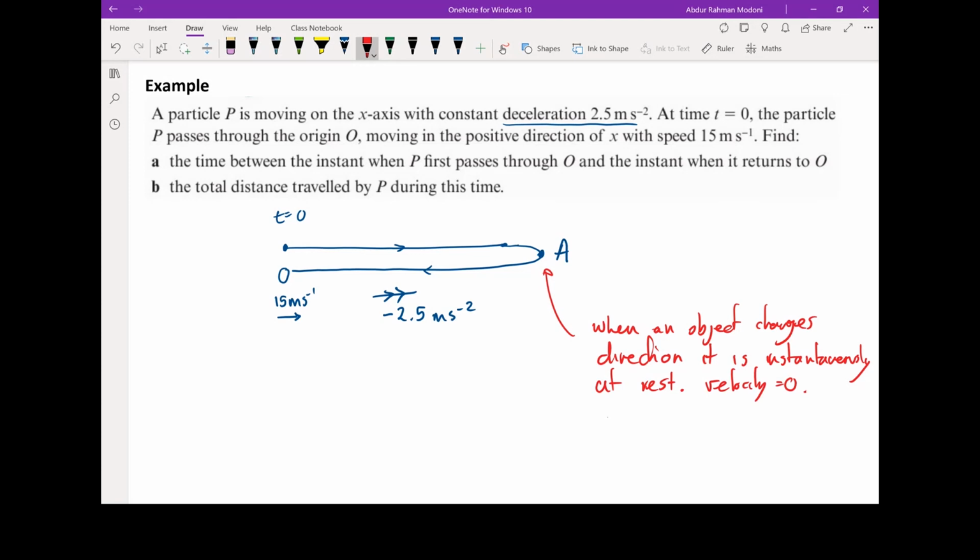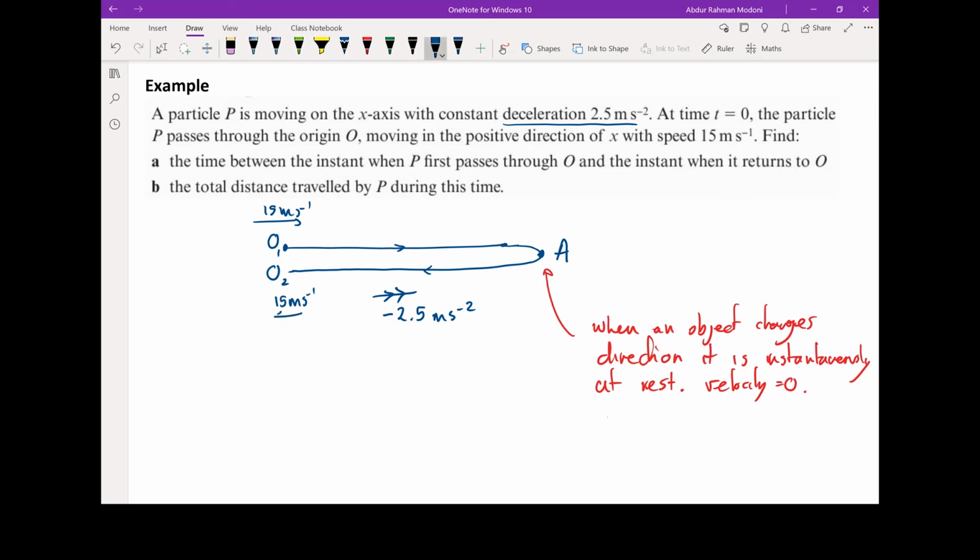Now, since this object has only acceleration of minus 2.5 meters per second squared acting on its return journey, when it comes back to this point O, I'll label this as O1, and then when it comes back to the origin for the second time, i.e. O2, it will have the same speed as it had originally at t equals 0, which was 15 meters per second, but it will now be in the opposite direction at O2.